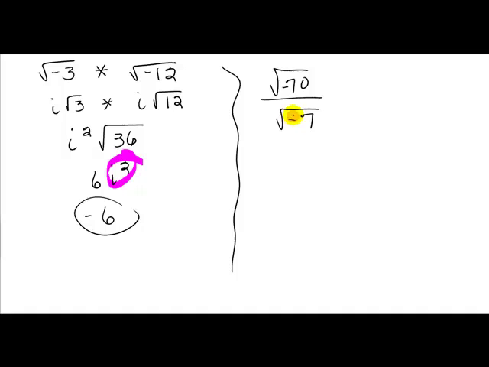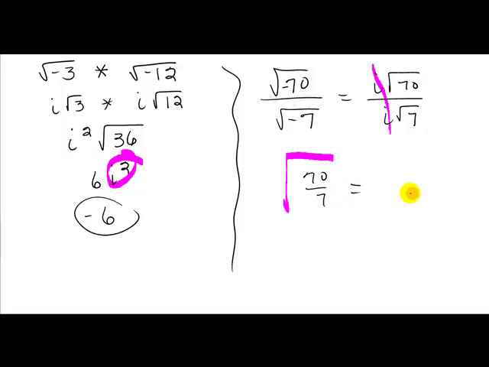Now here, if we take out the i's, they will cancel. So when we're dividing, we could go ahead and take care of those negatives inside. Let's see what happens. If I put i here and i here, then those two are going to cancel. And so then I want to stick it all under one radical. So 70 over 7. And then I can simplify that by doing division, and I end up with the square root of 10 for my answer.